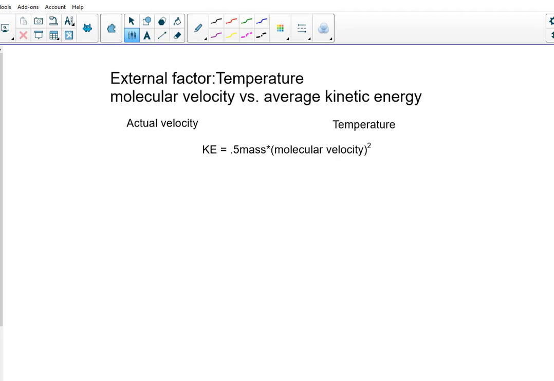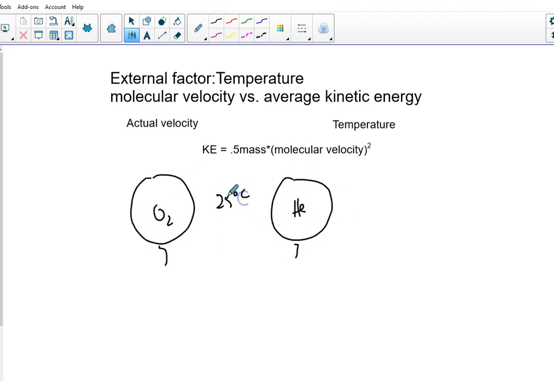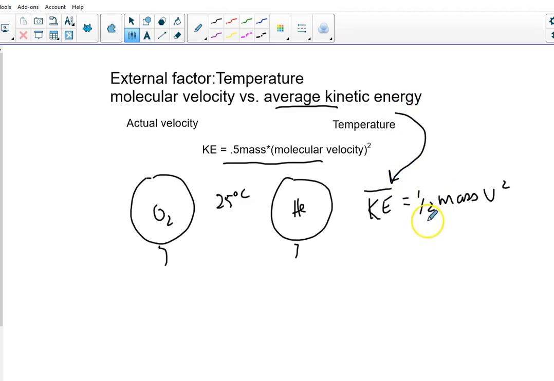But in this case, the first thing to look at is again a review of the external factor of temperature, molecular velocity versus average kinetic energy. Make sure you understand that if we're comparing two balloons, let's say one has oxygen and one has helium at 25 degrees Celsius, what can we say about comparing average kinetic energy? Well, that's another way of saying temperature. Average kinetic energy equals 1/2 mass times velocity squared. This is the average kinetic energy, which is simply the temperature. It takes into account both the mass and the velocity.